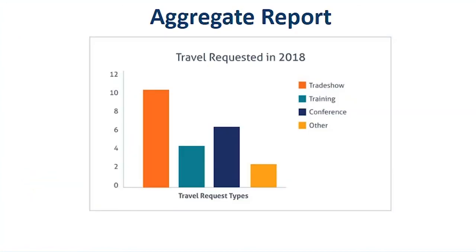And so lastly, I just want to show you some examples of reports that were created for this specific process. Here is an example of an aggregate report generated from this travel request process that shows the count of travel types requested by employees. With this report, we can see that the most frequently requested type of travel is for trade shows, followed by conferences and training.